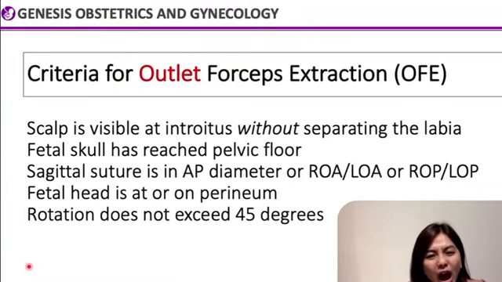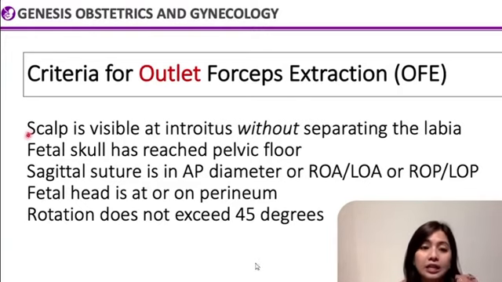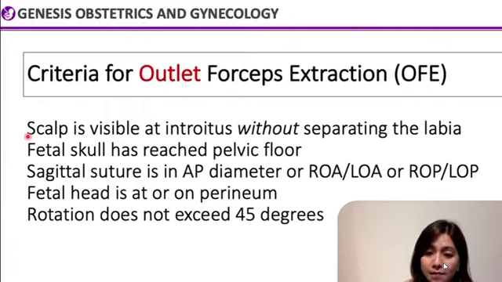Okay, bakit important, Doctora, yung outlet forceps extraction? Kasi may iba-ibang kinds of forceps extraction. Pag sinabi mong outlet, it means that the scalp is already visible at the introitus without separating the labia. Ito yung tinatawag namin crowning. Nandiyan na talaga yung ulo. Hindi mo kailangan i-part with your fingers yung labia para makita mo yung scalp ng baby.